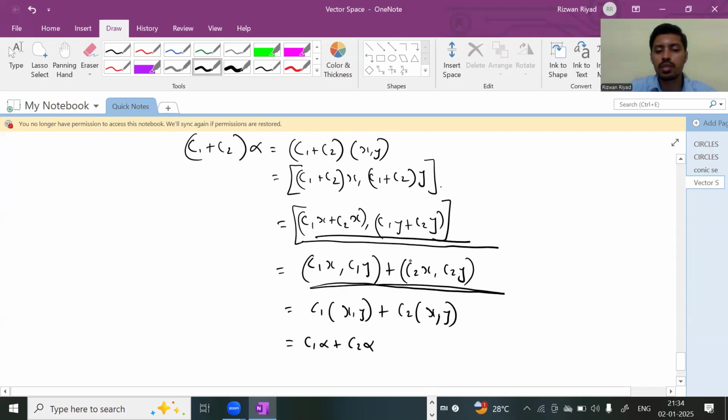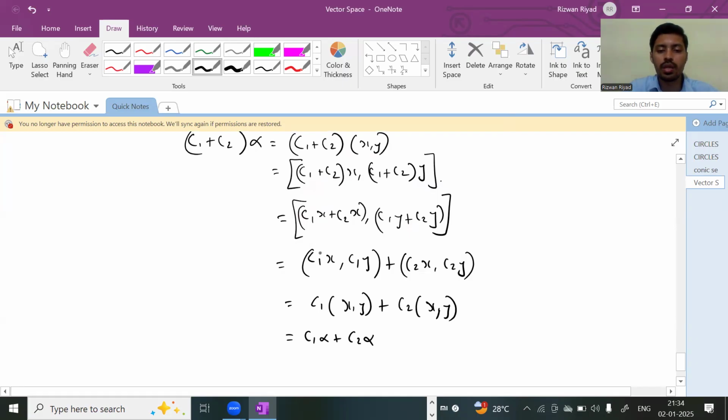That is C1x plus C2x, that is what you can see here, then C1y plus C2y, that is what you can see here. So this one can be written in this form. So that means, yes, this one can be written in this form. This step, and that's how we can find this step.